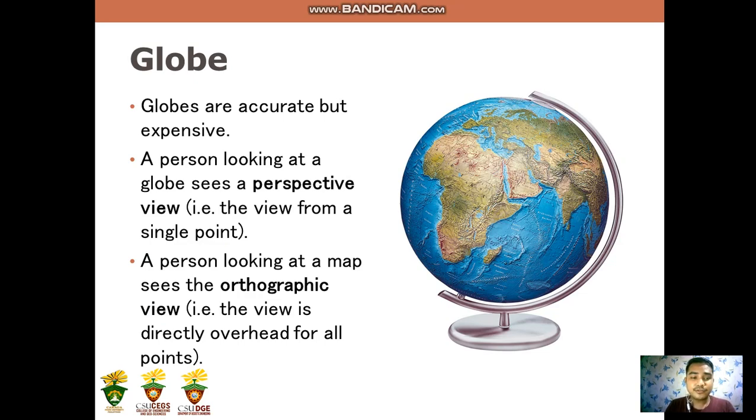A person looking at a globe sees a perspective view, like for example, the view from a single point. And a person looking at a map sees the orthographic view. The view is directly overhead for all the points. So itawag na siya orthographic view kay from the infinite man ang imuhang direction. Like for example, tanaw ka karon ani nga globe. So ang imong pananaw is nasa infinite, no? So from the sa tayo na adre imong eyes, nakita niya is kanara nga perspective.